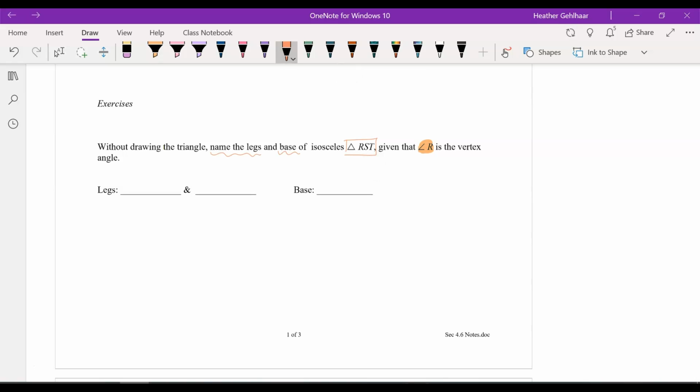Since R is the vertex angle, we know that we are going to have two legs including R. Since R is the vertex angle, we are going to have the legs RS and RT. The base will not include the vertex, so the base will be ST. So the base does not include the vertex.